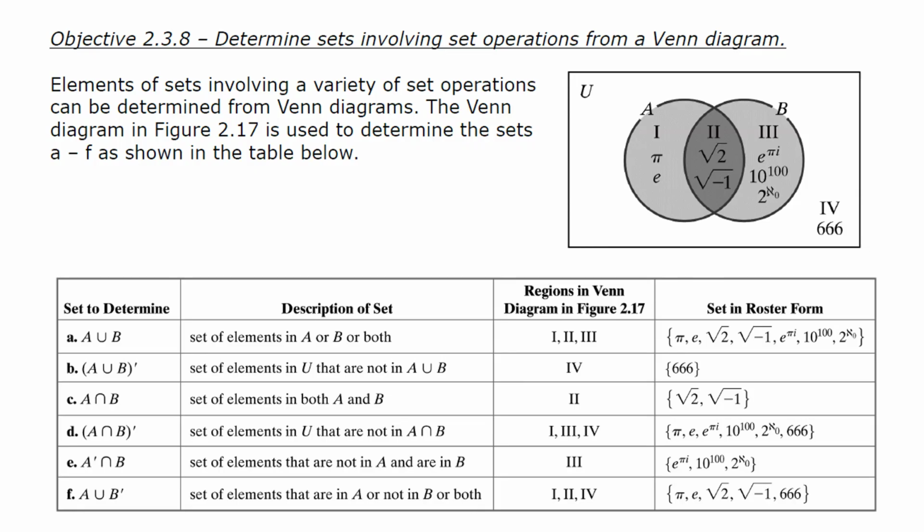And F, A union the complement of set B. These are elements that are in A or not in B or both. So I want everything that's in set A, not in B, or both. And this would be regions 1, 2, and 4.